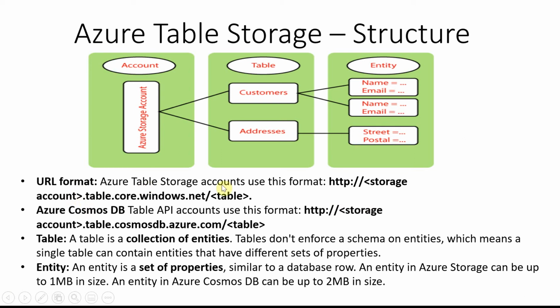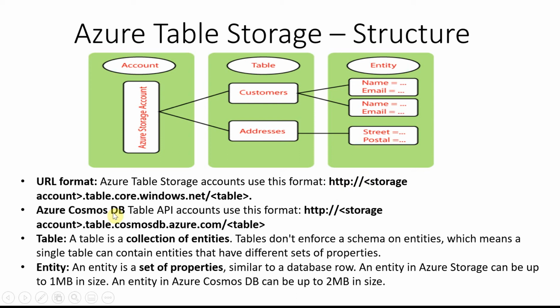And for table storage, the URL format uses table.core.windows.net. The storage account name is something unique, but it is appended with .table.core.windows.net and a slash followed by the table name. So that's how you can access the customer, for example. Let's say the storage account is Sham. So sham.table.core.windows.net/customers. You can access the content, the entity, from this over the internet.